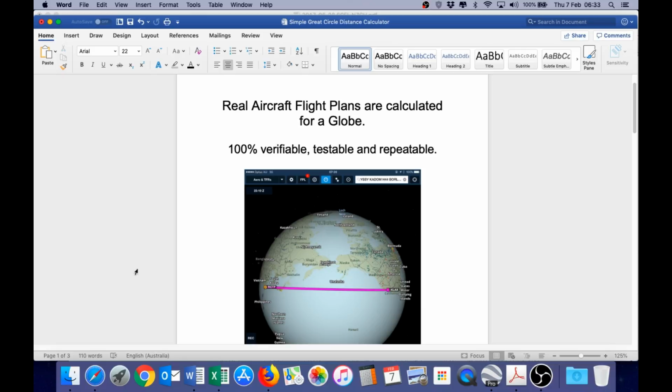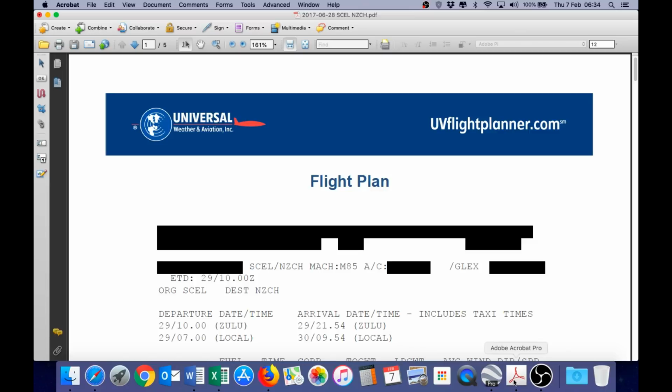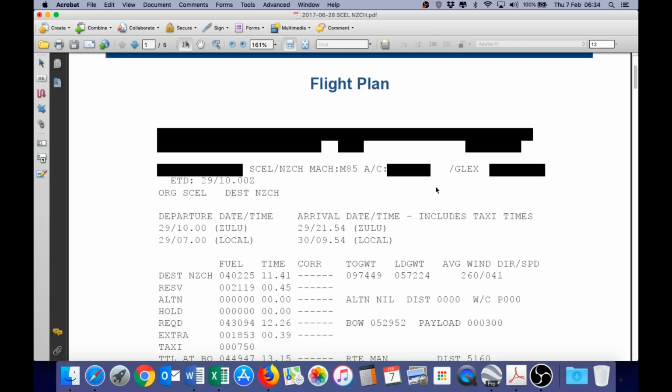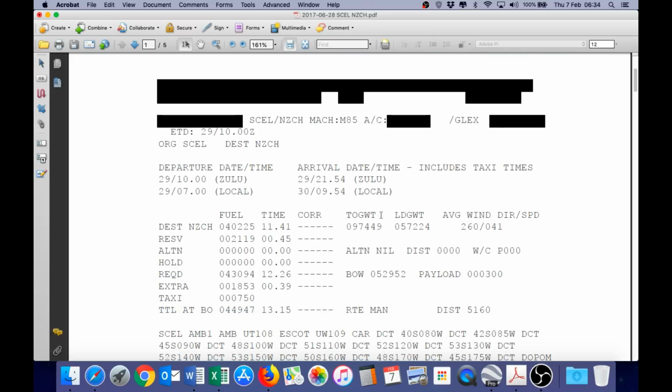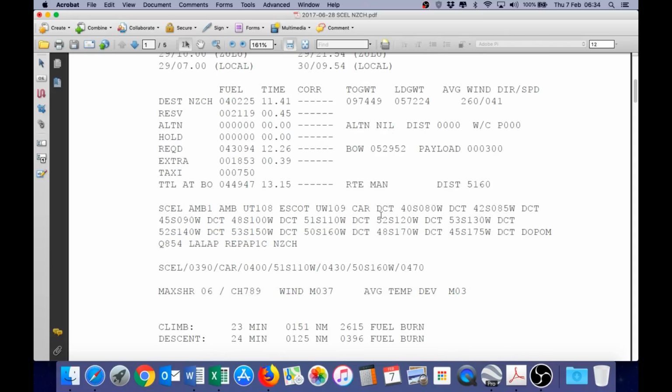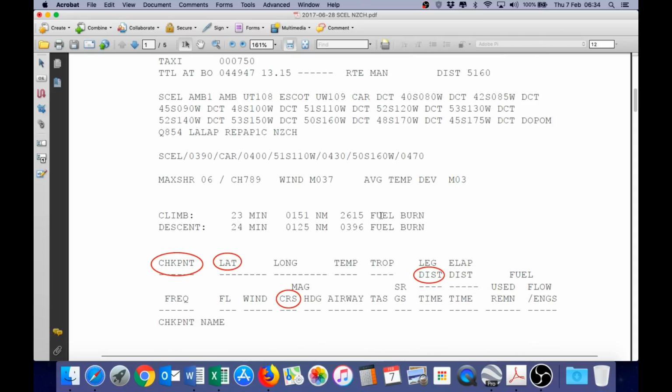We're not going to use crayon drawings as we see on flat earth channels. We're going to use a real aircraft flight plan, and this is one between Santiago in Chile and Christchurch, New Zealand for a Global Express corporate jet aircraft, the same type that I fly. In this flight plan, you will see waypoints, which are also called checkpoints, the location of each checkpoint, the course between checkpoints, and the distance between checkpoints.